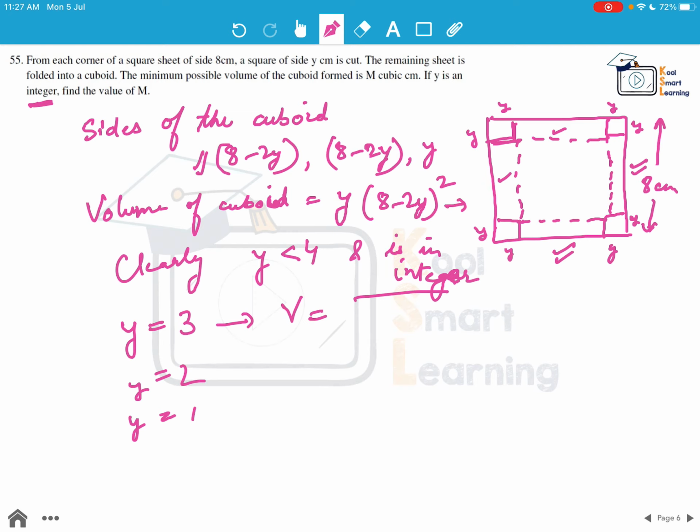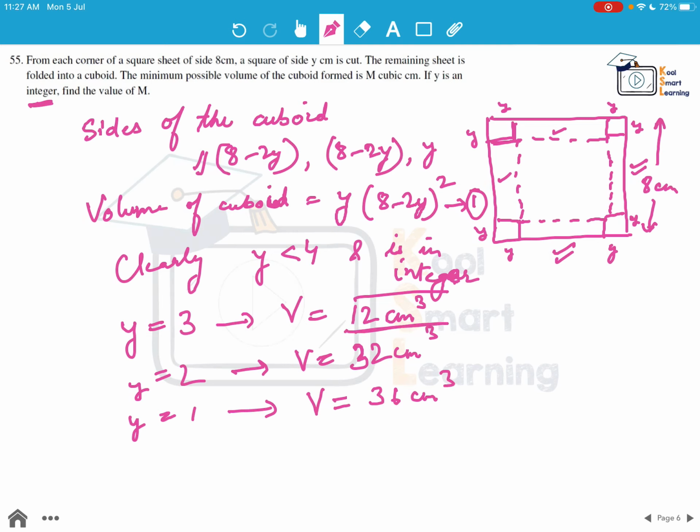So for y equal to 3, what is the volume that we get? Put the value of this y in the first expression. So we get 3 into 8 minus 2 into 3, which is 6, 8 minus 6 is 2, whole square is 4, into 3. So it becomes 12 centimeter cube. Similarly for y equal to 2, the volume becomes 32 centimeter cube. And for y equal to 1, volume becomes 36 centimeter cube.